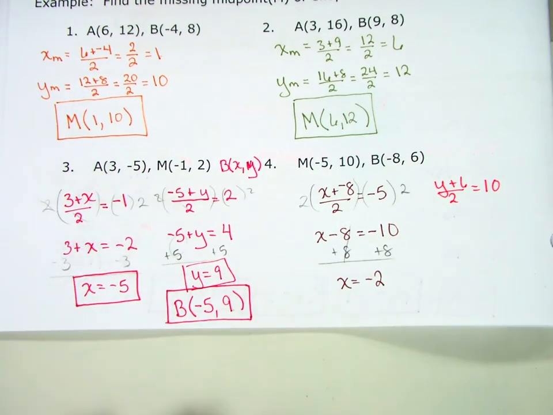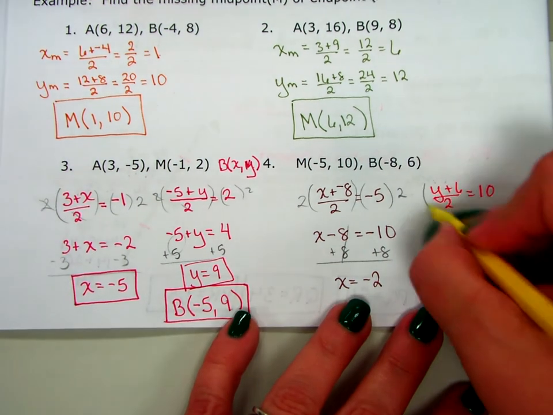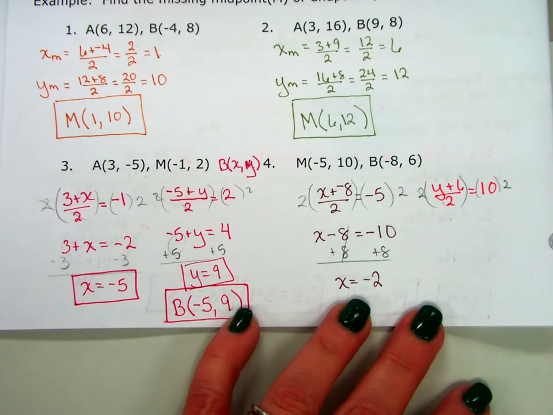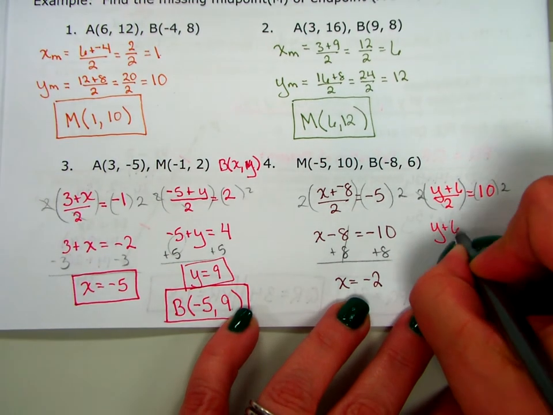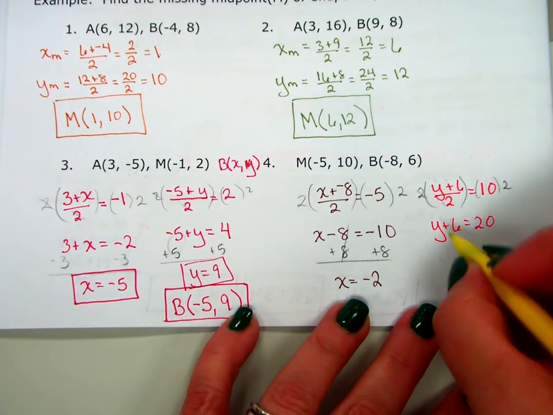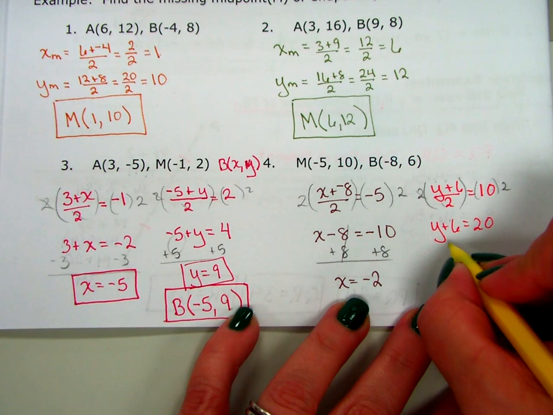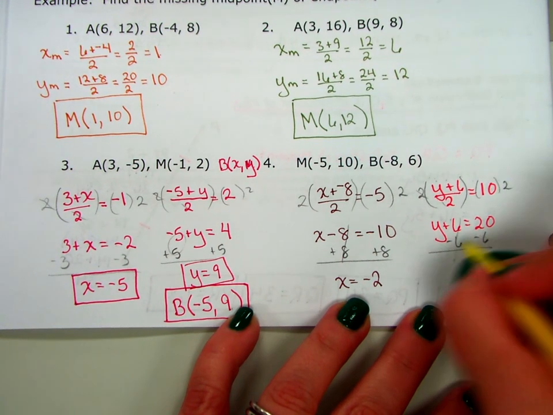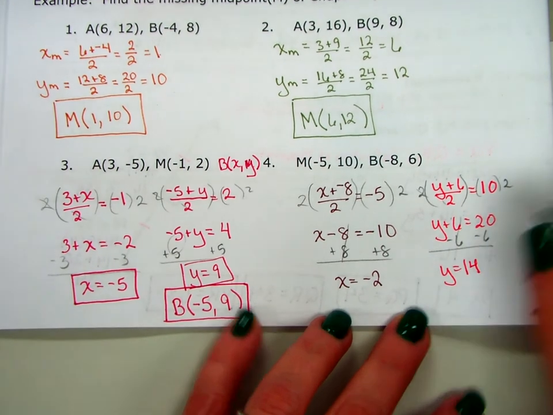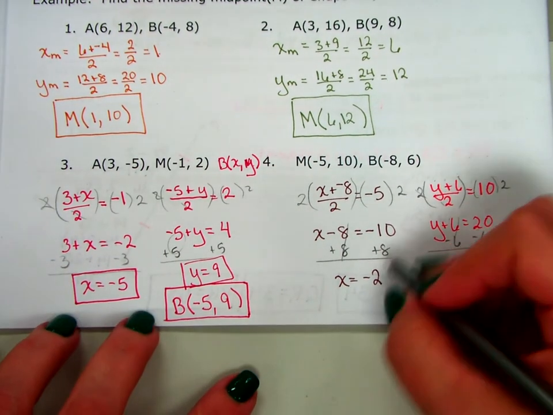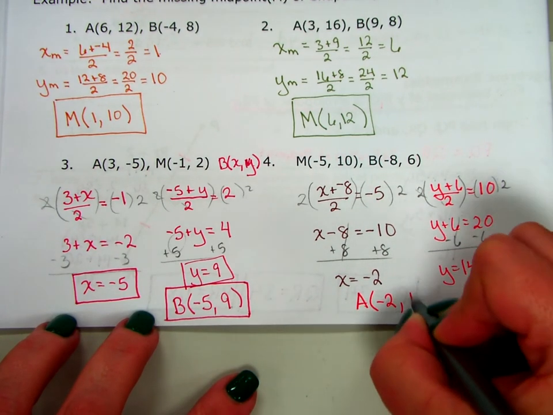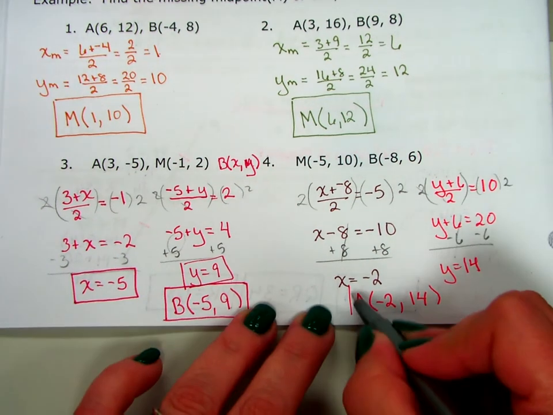What am I going to do first? Multiply both sides by 2. y plus 6 equals 20. Then what? Subtraction property of equality. And y equals 14. So then my answer is (-2, 14). I don't know why I switched marker color there, but okay.